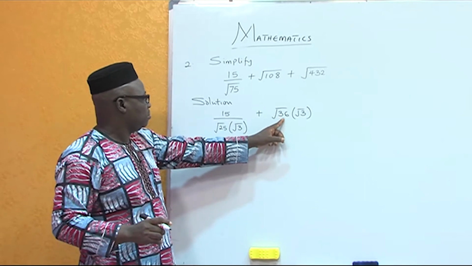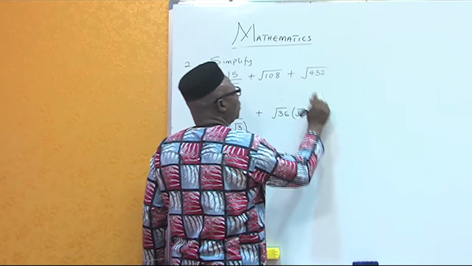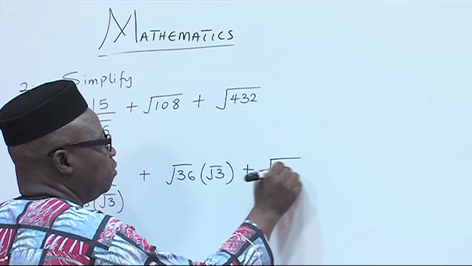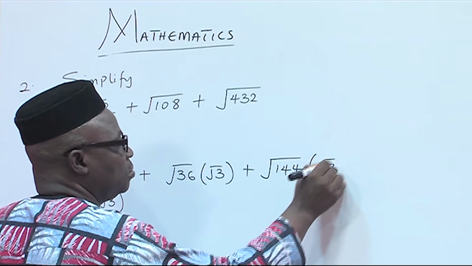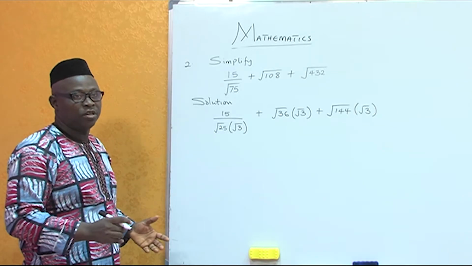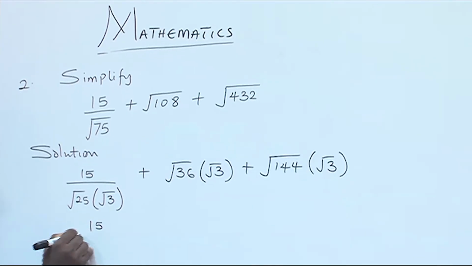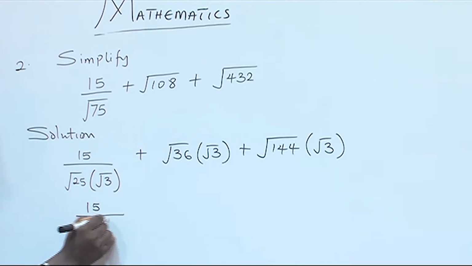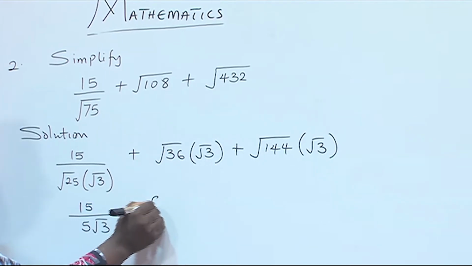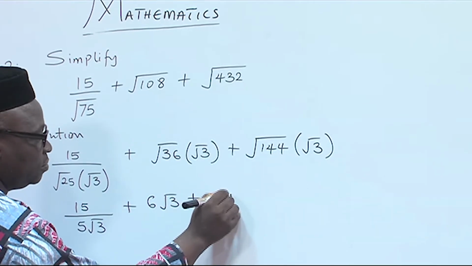I'm using the perfect square. 36 is a perfect square. 25 is a perfect square. Likewise, root 432 can be broken down to be root 144 multiplied by root 3. So at this point, I'll now start simplification. Root 25 is actually going to be 5. So this will be 15 divided by 5 root 3, because root 25 is 5. Plus root 36 is 6 root 3. Root 144 is 12 root 3.